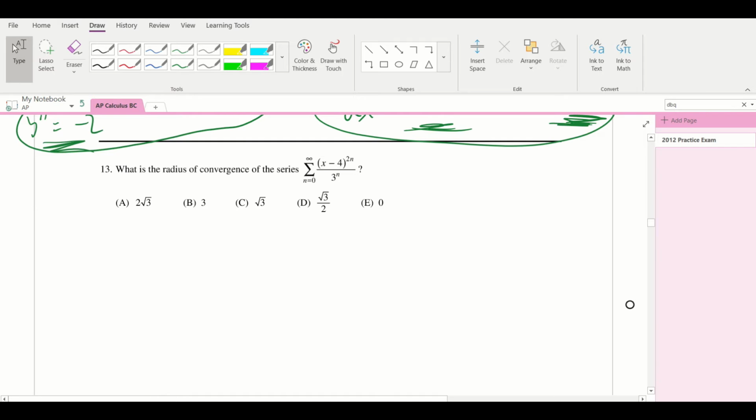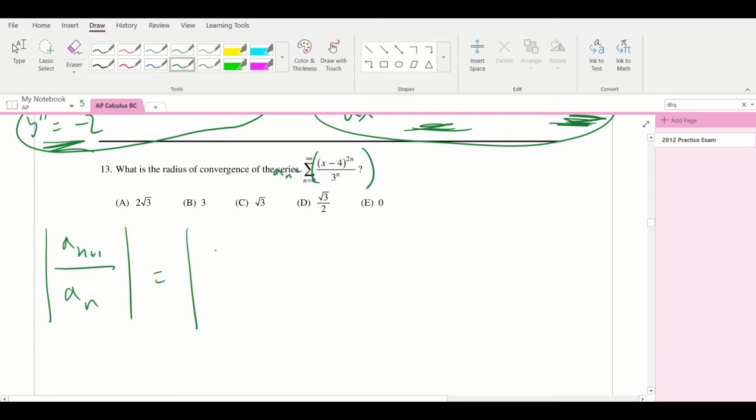All right, we want the radius of convergence of this abomination. So we can try to use the ratio test. So we have a_(n+1) over a_n is equal to this thing right here.